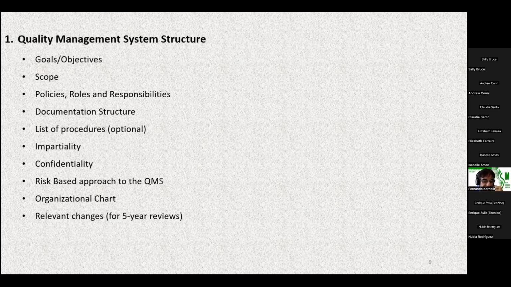QSTF-1, Chapter 1 includes what you must include, like the system's objectives, scope. When we talk about scope, we need to be very careful. Of course, the QMS needs to have a documented scope. That's a requirement from the standards.